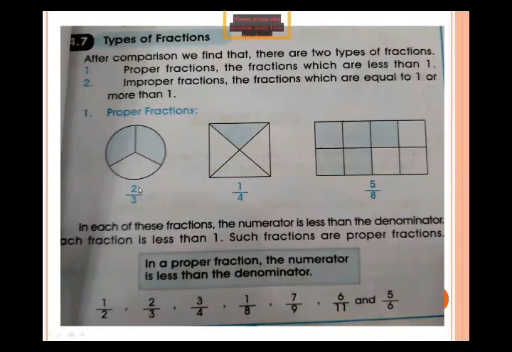See here, the numerator is smaller than the denominator. In each of these fractions, the numerator is less than the denominator. Each fraction is less than 1. Such types of fractions are proper fractions. In short, we also say that in a proper fraction, the numerator is less than the denominator. There is a different example of the proper fraction.